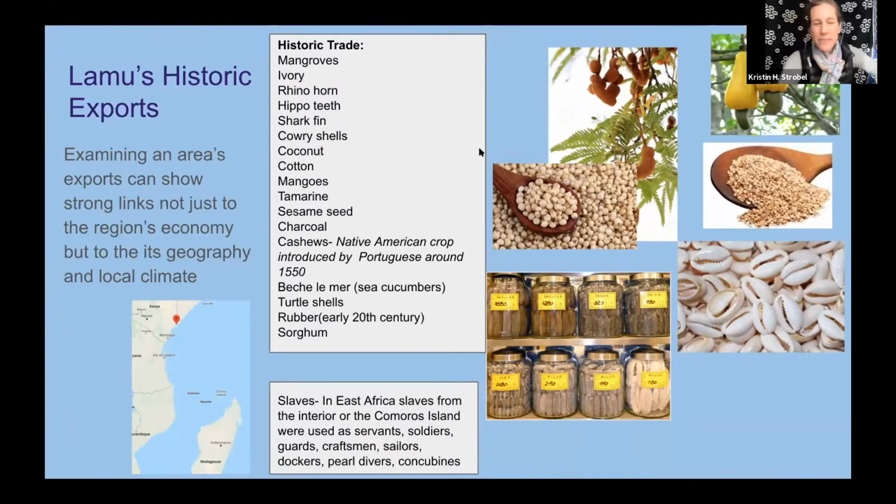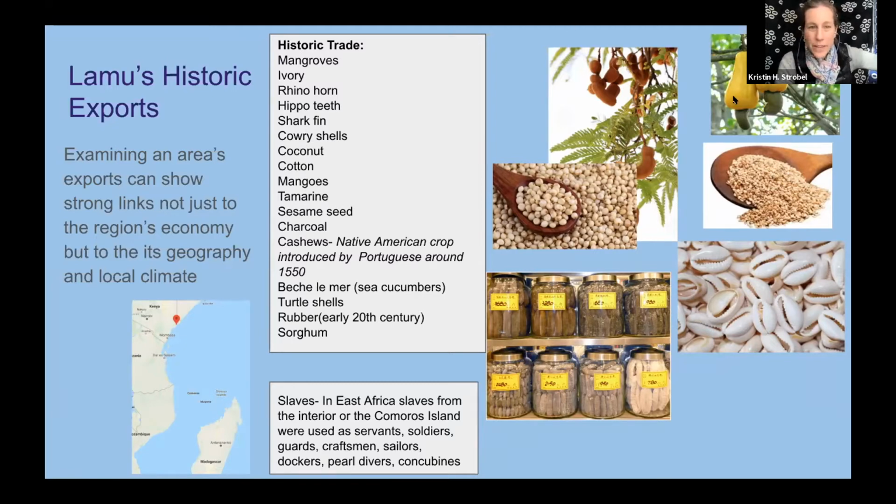And we've talked also about the different ways that trade played out in Lamu's history. So you can see some of the things that historically they traded, right? Mangroves, ivory, which we just heard about, rhino horns, hippo teeth, and shark fins. Some of these goods would have gone out into the Indian Ocean Trade Network.